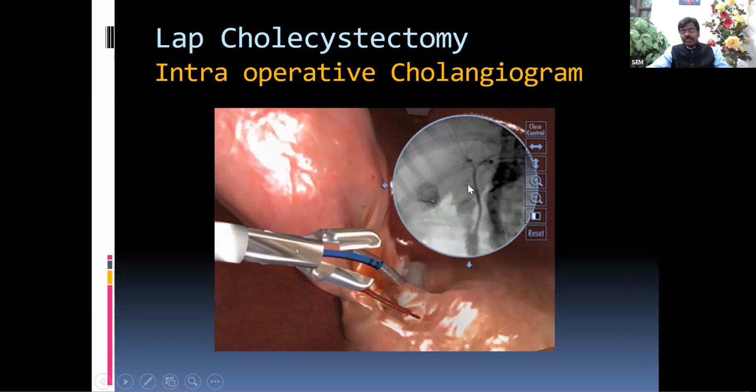See, cystic duct, you put it and the contrast is injected. You are able to see the right, left, and common hepatic bile duct, and the bile entering the second part of the duodenum. There is stone, no stone at all. So this is what we call an operative cholangiogram. Nowadays we don't do it, because before surgery itself we got all the information.